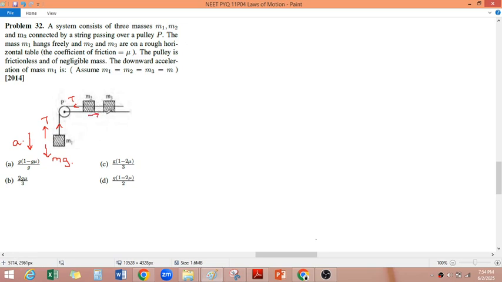There is going to be some friction here, some friction here. So F friction is equal to mu into N. You know that N is going to be normal reaction, so this is mg. That means normal reaction is going to be this way. So mu into mg. You can see that there are two F frictions, right? So it's going to be the same here. I'm not going to write again here because I don't have enough space here.